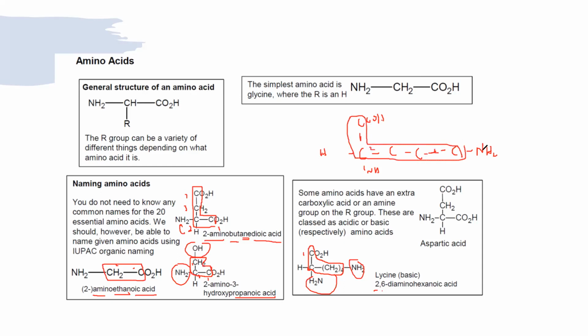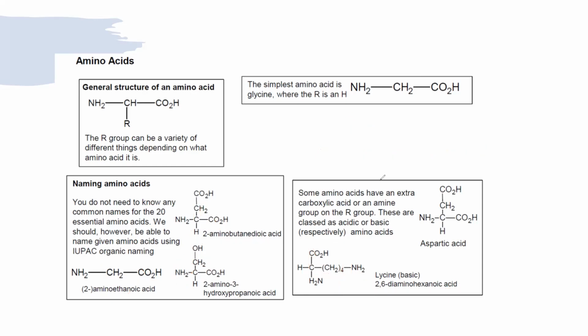So the second carbon and the 6th carbon contain an amine group. That's why we say 2,6-diamino. Amino is basically a functional group here. Hex, because there are 6 carbons. And oic acid because of the carboxylic group. Is it clear? Any doubt in this?